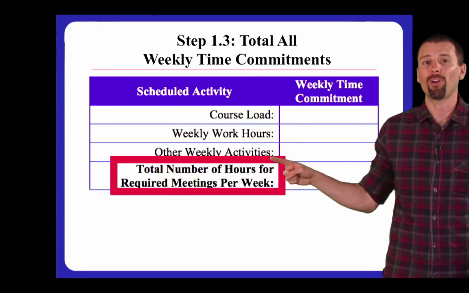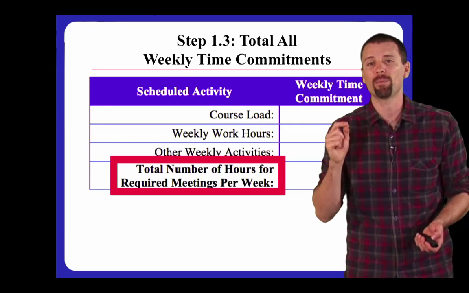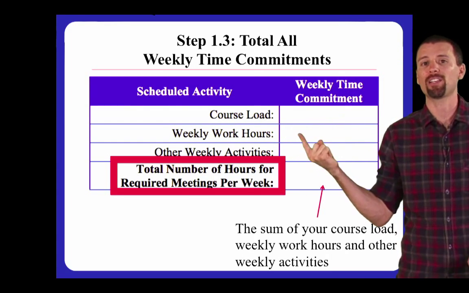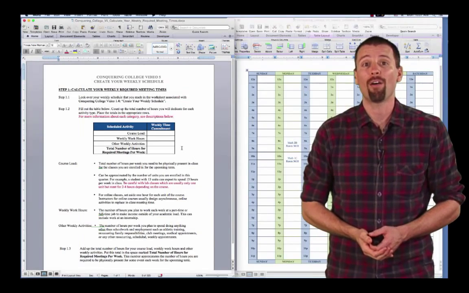The last part of this process is to calculate the total number of hours that you're going to spend physically present per week. And you do that just by summing the course hours, the amount of time you spend working, and then everything else. Let's take a look at an example of how this works.